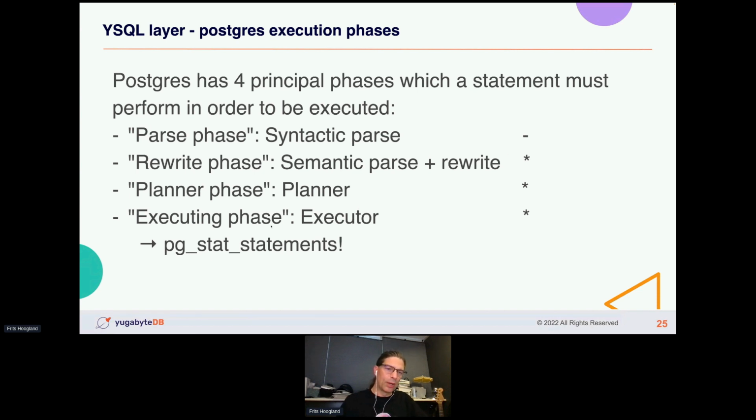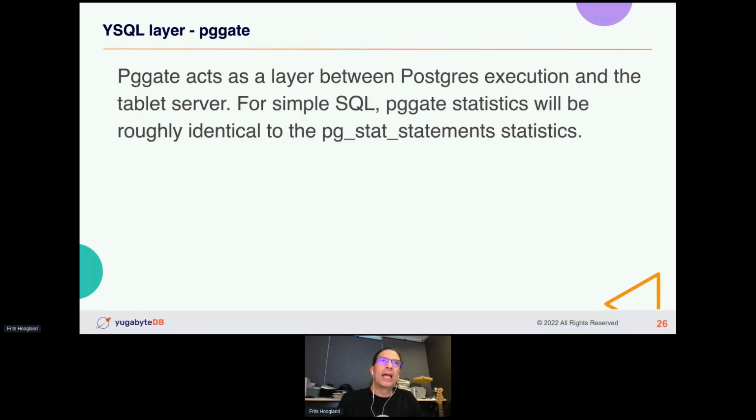If you're using the web UI and you're looking at slow queries in the web UI, that is using pg_stat_statements too. So you're not seeing the full time which is actually spent on the overall execute. You're only looking at the time spent by the executor. pggate acts as a layer between the actual Postgres execution and the tablet server. And for simple SQL, pggate statistics will be quite often roughly identical to the pg_stat_statements statistics.